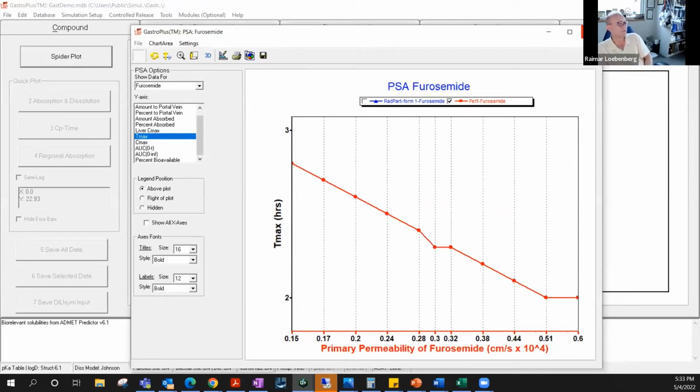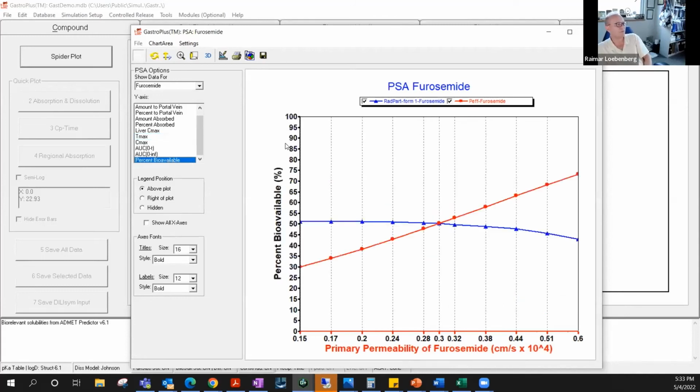And have a look at the percent bioavailability. As you can see here, like with Cmax and Tmax, percent bioavailability would also increase if we could increase the permeability. But as we learned earlier, permeability is one of the things we unfortunately can't change easily.